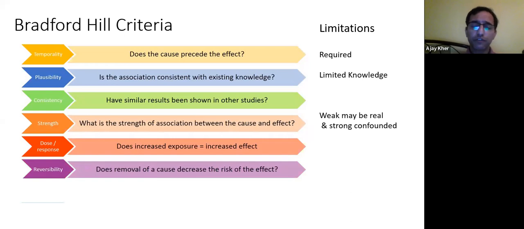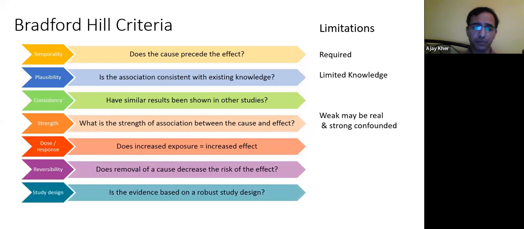Reversibility. If we reverse or remove the cause, the disease or the effect should disappear. So again, if you show reversibility, that again increases the likelihood that this is a real cause and effect. And then study design: is it a robust study design, or does it have multiple flaws or biases, which may be the reason why you're seeing the cause and effect? And so that is something that you do want to assess as well.